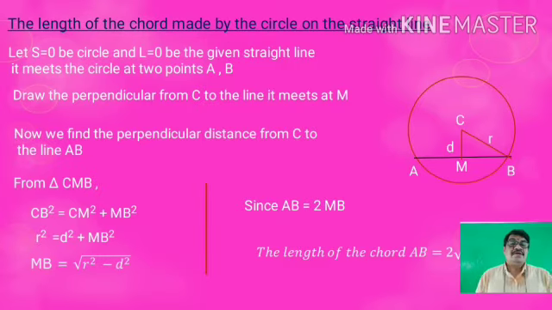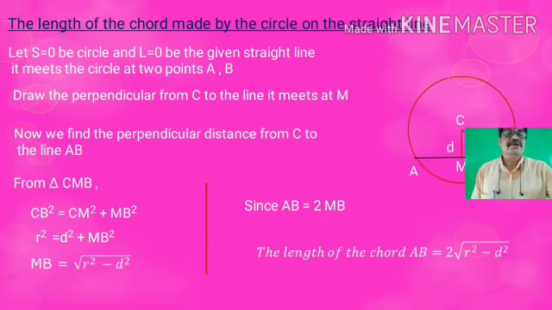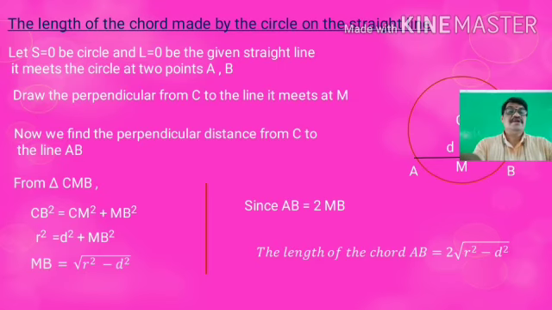Now we are finding MB, which is the square root of r square minus d square. So the length of the chord AB is equal to 2 times MB. Since M bisects AB, the length of AB is nothing but 2 times MB, that is our required length of the chord. Therefore the length of the chord AB is equal to 2 into the square root of r square minus d square.